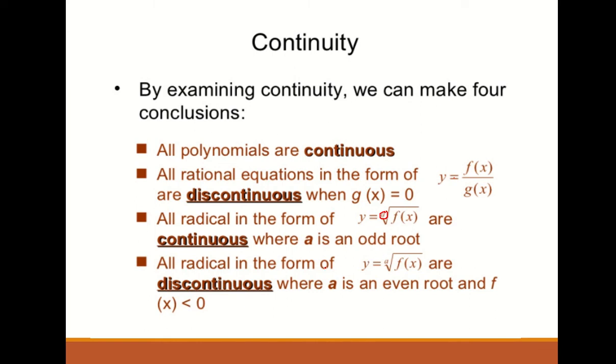Then all radicals in the form of y equal to the a-th root of f of x are discontinuous, where a, the index here, is an even root, and f of x is less than 0, which means negative. Okay, so remember this concept, class. Odd root, continuous; even root, discontinuous.